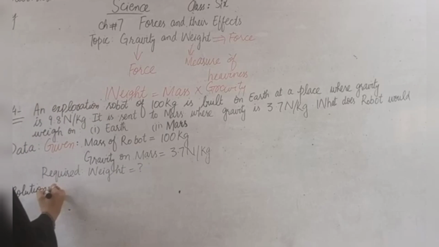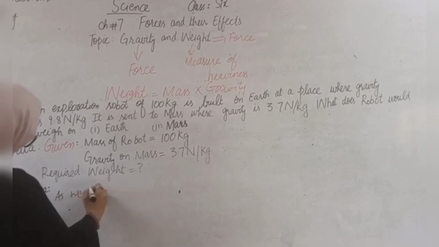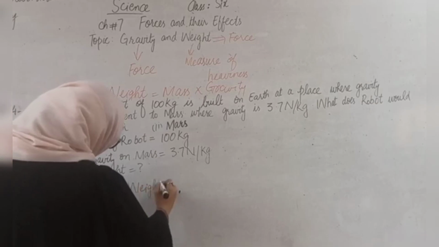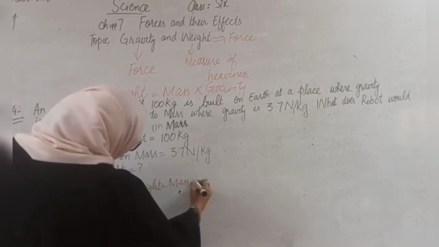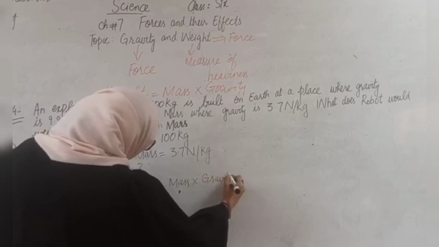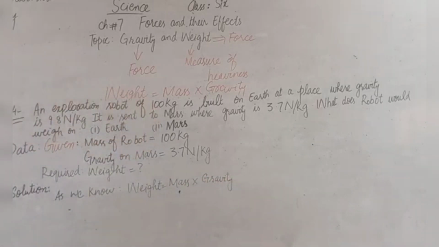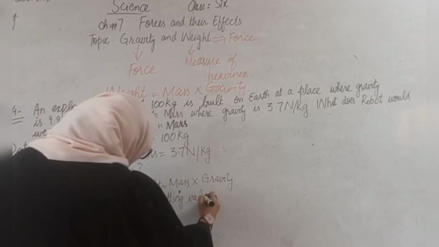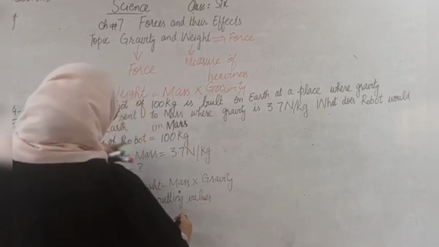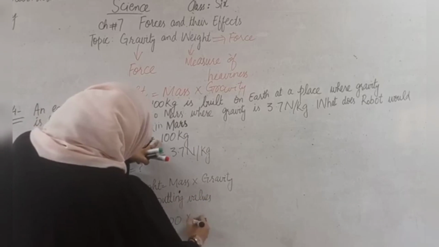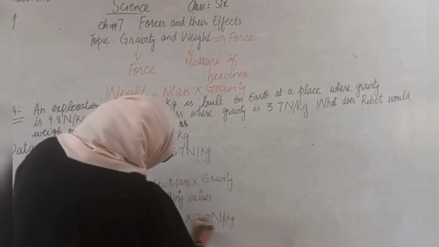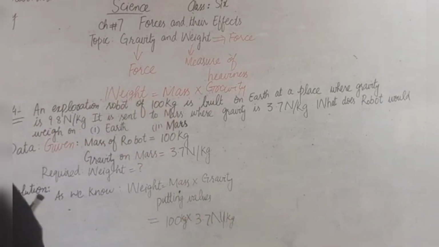So let's move on to the solution. We will write here, as we know the relation, that weight is equal to mass into gravity. Now, with the same method, we will write here, putting in values. We have given mass, that is 100 kilogram, and gravity, that is 3.7 Newton per kilogram. We will multiply 100 with 3.7.